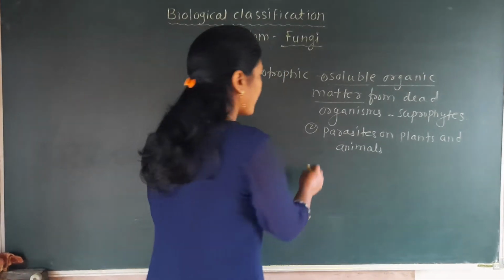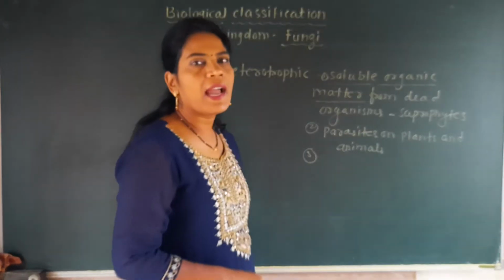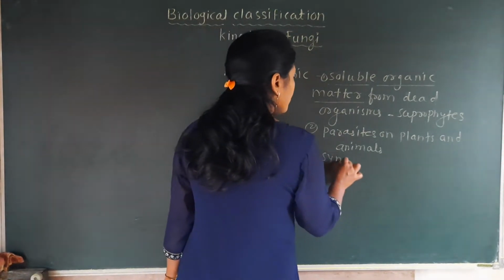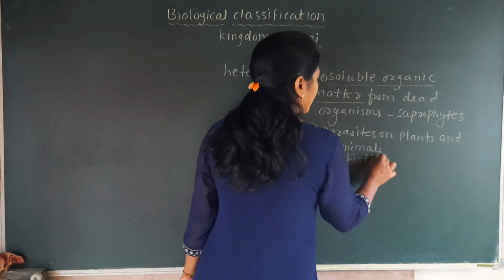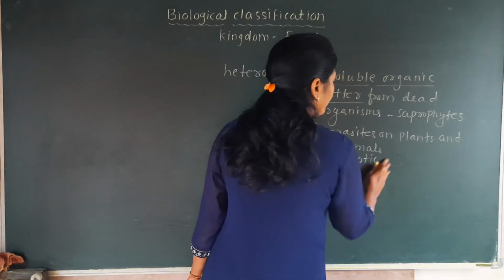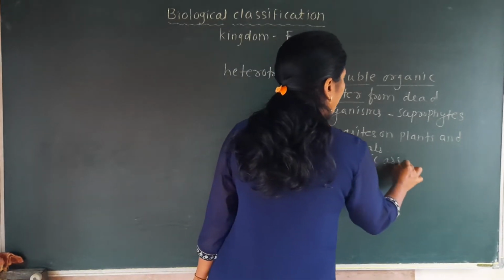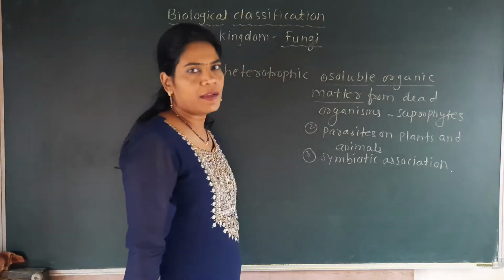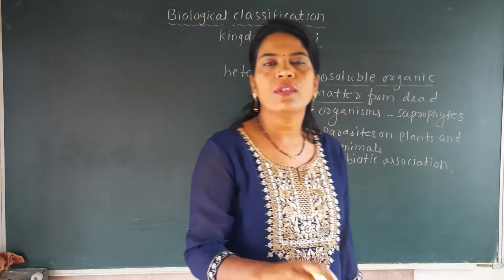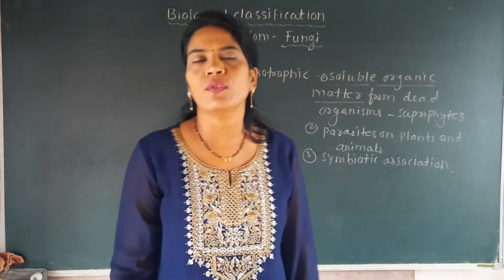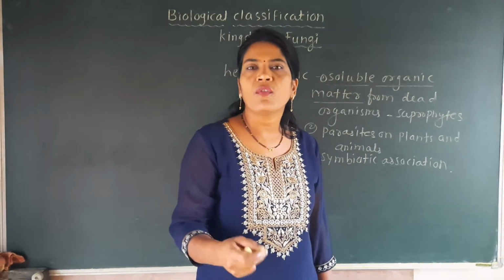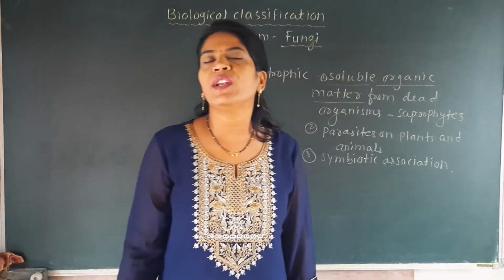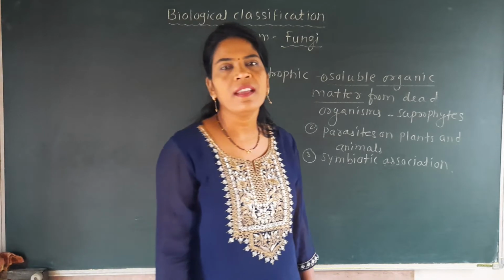And there is another example: fungi also act as a symbiont. Fungi also show a symbiotic relationship, or we may say a symbiotic association. Then what is meant by symbiotic association? Symbiotic association is one type of association where two organisms are involved and both organisms get benefit from each other. That is called symbiont.